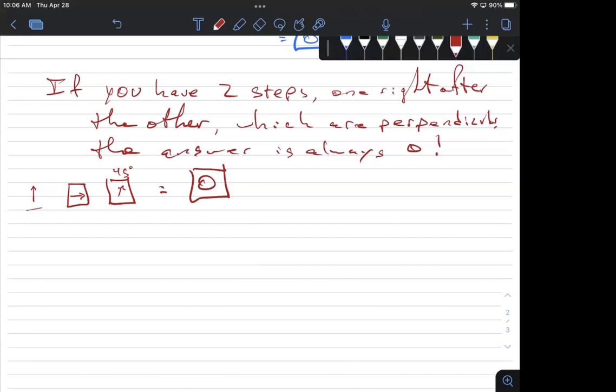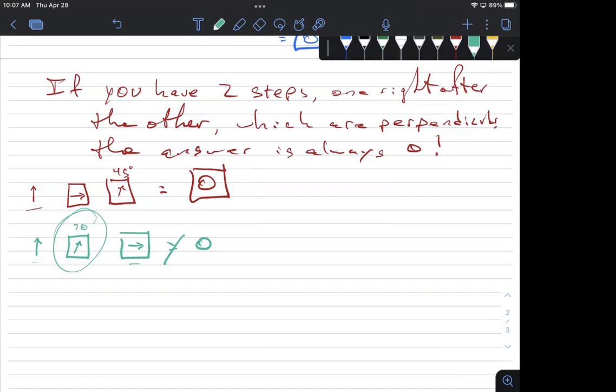Now, you have to be careful because if you have this situation where you notice this is vertical, this is horizontal, they're perpendicular to each other, but there's a filter in between. So it's not the very next step that is perpendicular, but somewhere later. This is not 0. You actually have to do this calculation. This will let light through. Okay, so you have to be careful.